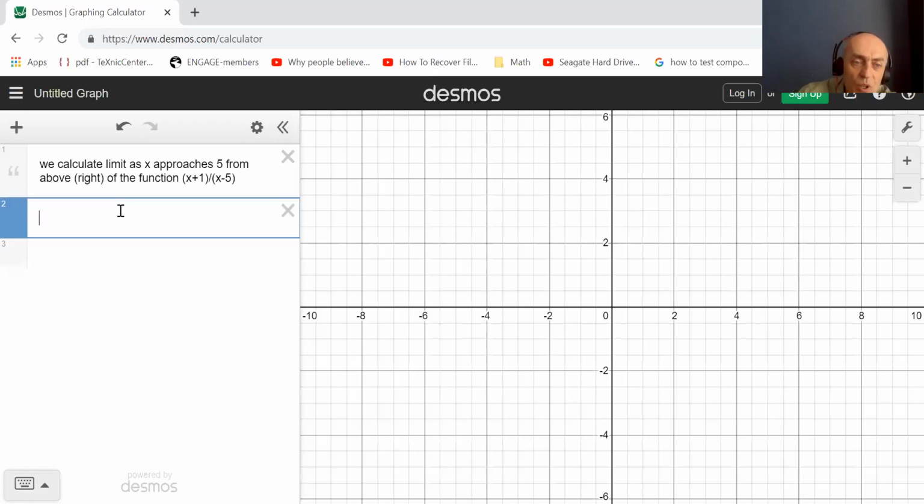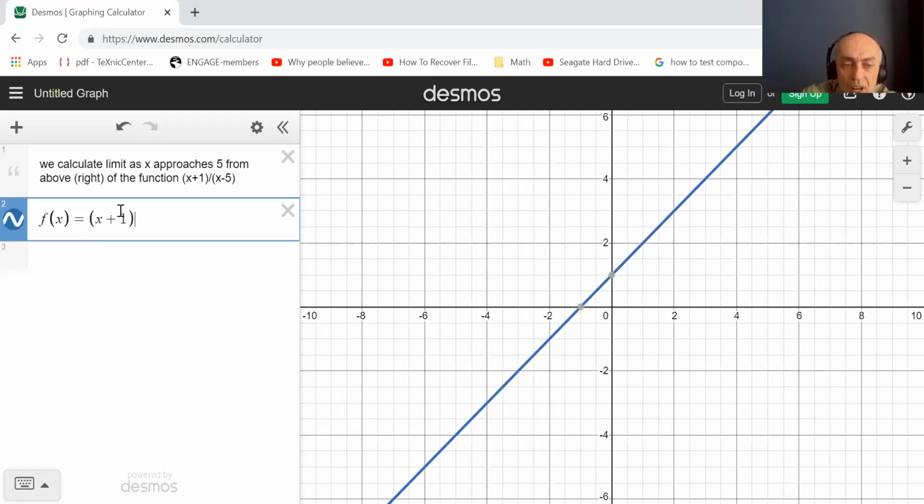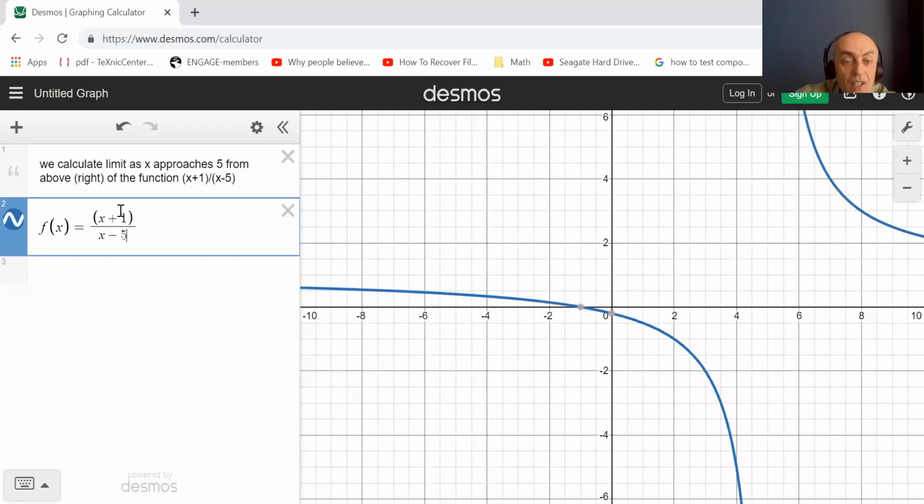And then over here, we're going to do the calculation. First of all, let's give this function a name. Again, I always like to keep things organized. Say f of x equals x plus 1 divided by x minus 5. There we go.